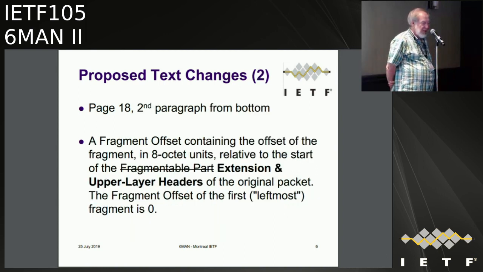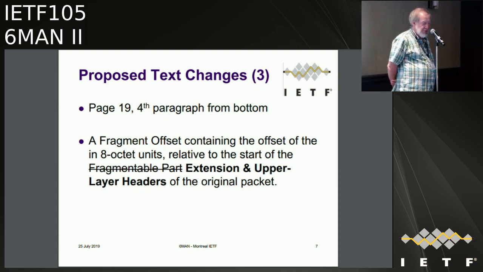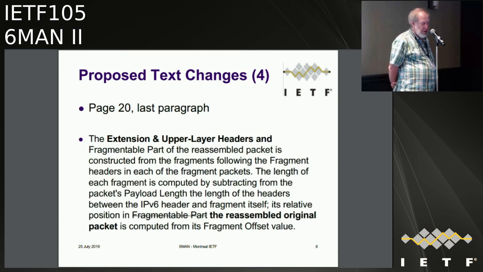The next one is on page 18, second paragraph from the bottom. Again, changing it to be relative to the start of the extension and upper layer headers. And the third one, it's also the same kind of change. Page 19, fourth paragraph from the bottom, same sort of change. And the last one is slightly different. The first part changes in the same way. In this case, it's adding extension and upper layer here, instead of changing it, because it's referring to both. And then you also thought rewriting the last sentence, it's clearer if you say the reassembled original packet instead of fragmentable part.